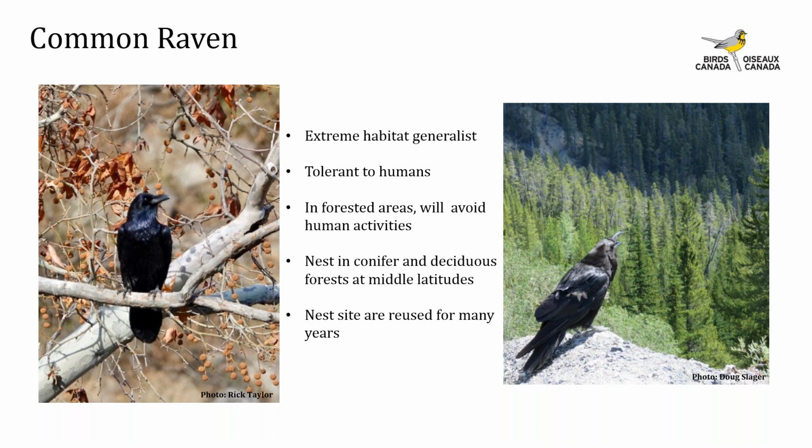Ravens are extreme habitat generalists. Throughout their range, because they are circumpolar, they'll breed in forests, open coasts, mountains, deserts, tundra, and they'll even nest in Arctic ice floes. They can be tolerant to humans. However, in forested areas, they'll choose wilderness and avoid human activities. They nest in conifer and deciduous forests in the middle latitudes, and they reuse their nests. They reuse their nest site in sequential years and will continue to use it for many years.